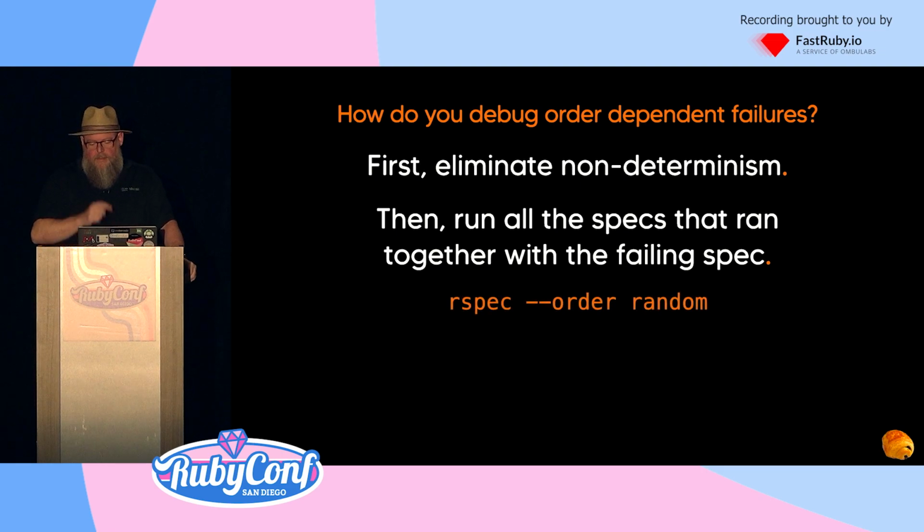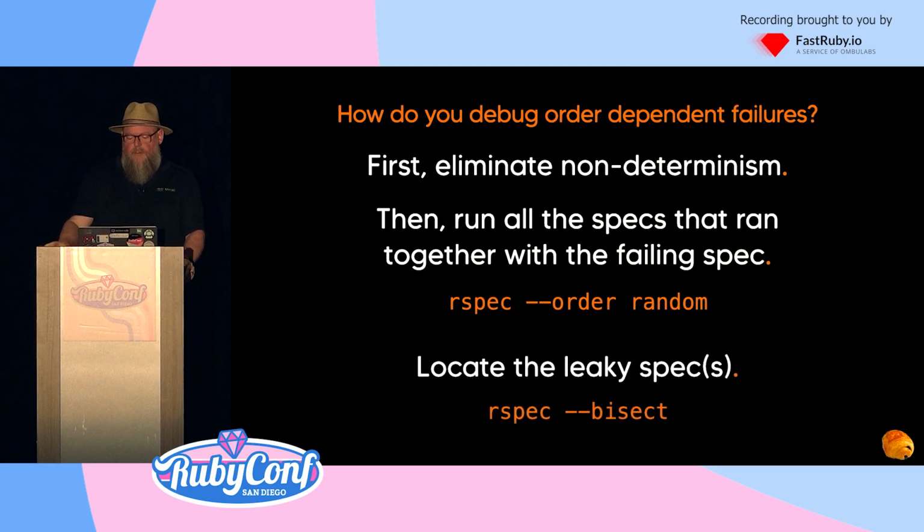If the default order doesn't solve it, you can run rspec --order random to get into the random order. Keep running them that way until you find a seed that consistently causes the failure. Then the next thing you want to do is locate the leaky spec or specs. I say specs, plural, but it's possible that it takes multiple specs modifying the environment before the failure will reoccur. So keep running it until you find that seed that causes the failure.